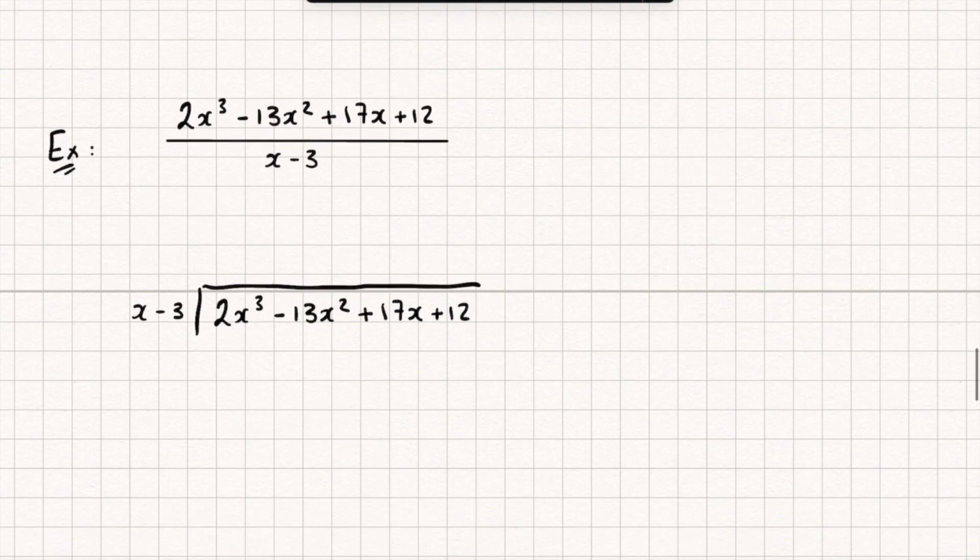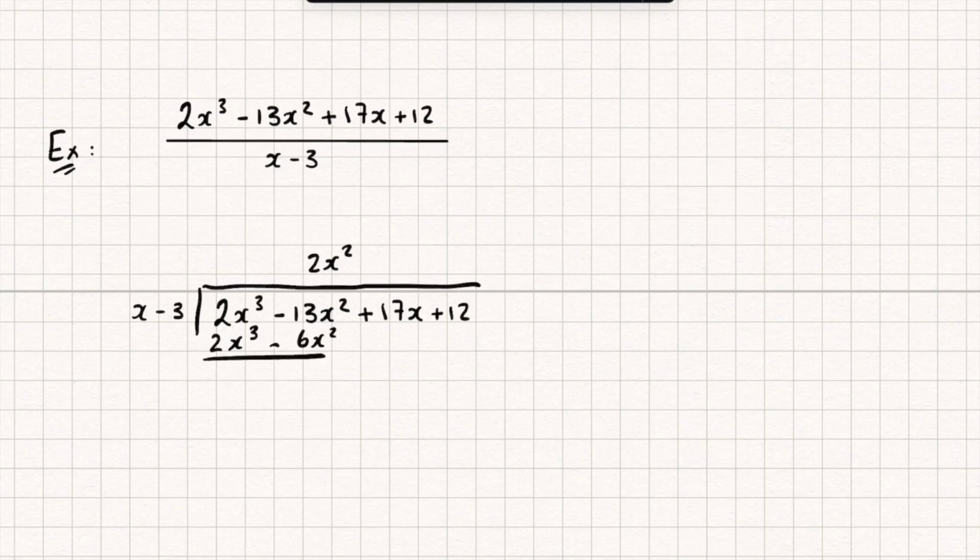So what do we need to multiply x by to take us to 2x cubed? Well, that's just going to be 2x squared, so let's write that up here. And then we multiply x by 2x squared, well that's going to give me 2x cubed. And then we multiply negative 3 by 2x squared, which is going to give us negative 6x squared. Draw a line and subtract.